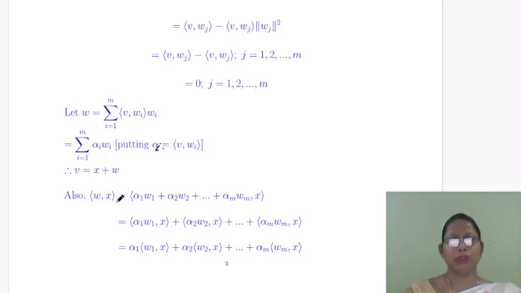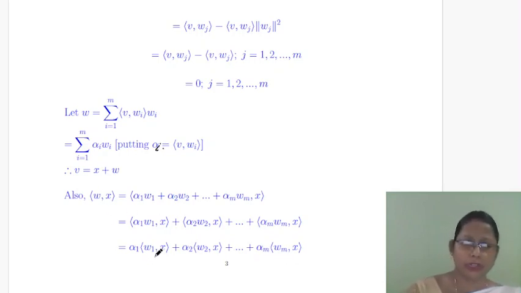Now consider the inner product of w comma x, where w is this element, the sum of alpha i Wi. So the inner product of alpha 1 W1 plus alpha 2 W2 plus ... plus alpha m Wm, comma x. Then expand this inner product: the inner product of the first term with x, plus the inner product of the second term with x, and so on, up to the inner product of the last term with x. Using the properties of inner product, this is equal to alpha 1 inner product of W1, x plus alpha 2 inner product of W2, x plus ... plus alpha m inner product of Wm, x.